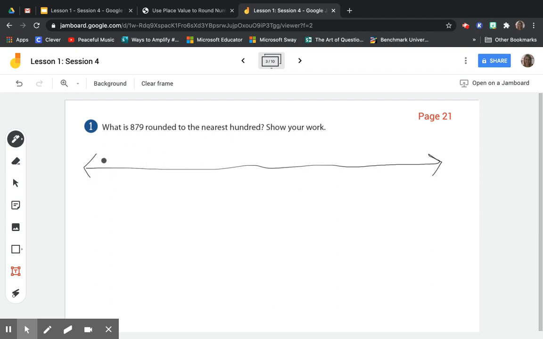So if I use a number line, I'm going to just draw 2 ends here. When I look at my problem, what is 879 rounded to the nearest hundred? I know I'm rounding, and I'm looking at the hundreds this time. And my number is 879. So if I have the number 879, and I am looking at the nearest hundred, I know my first neighbor stays the same. I'm going to have 800 over here.